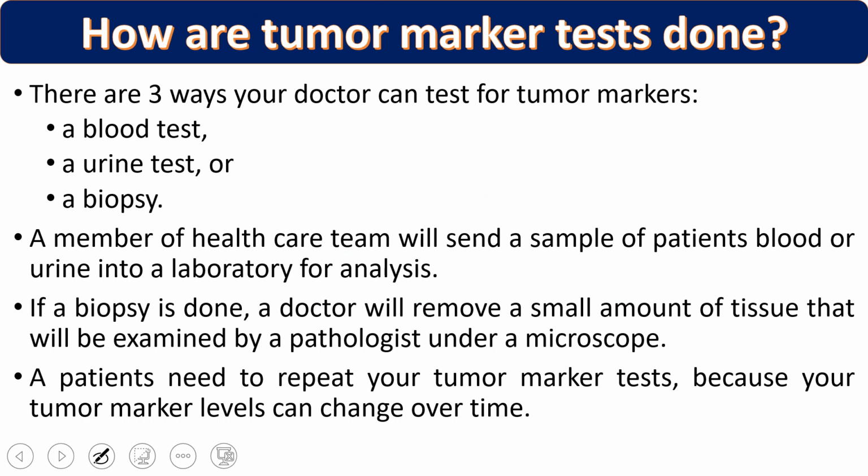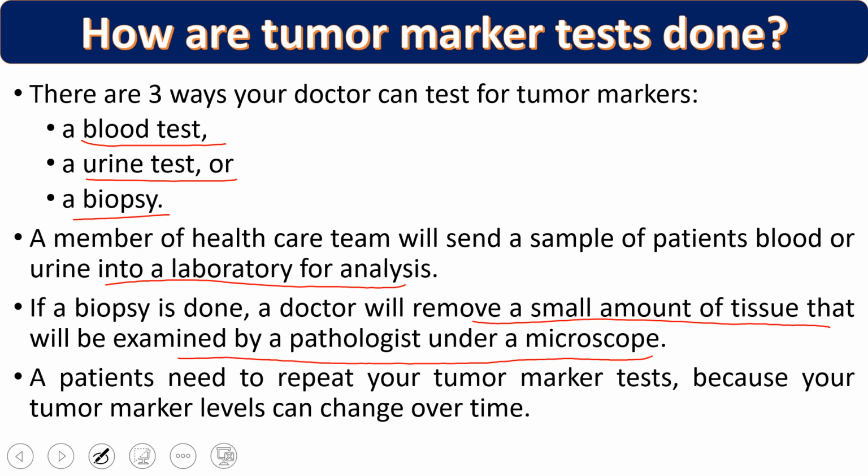There are three different ways a doctor can test for tumor markers. It can be a blood test, a urine test, or a biopsy test. In case of blood and urine tests, the lab technician will collect blood and urine samples, and then that sample will be tested in the laboratory. In case of biopsy, a doctor will remove a small amount of tissue that will be examined by a pathologist under a microscope.